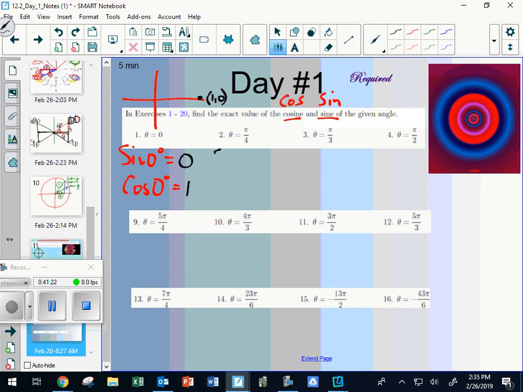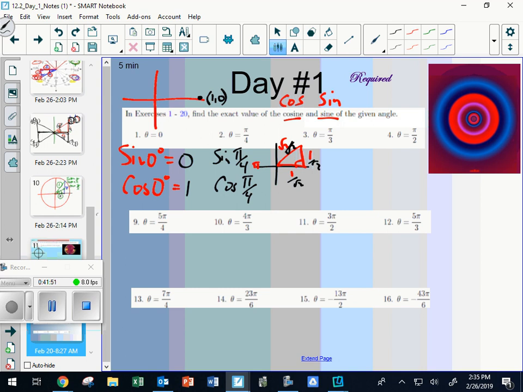How about for the next one? Sine of pi over 4 and cosine of pi over 4. Well, what's pi over 4? Pi over 4 is 1/4 of the way to pi, which is over here. So that's this. And so, ooh, cool, I got a right triangle. You can always go back to the right triangles. It's a 45, 45, 90. So it's a 1, 1, root 2. But wait, I got to divide everything by root 2.